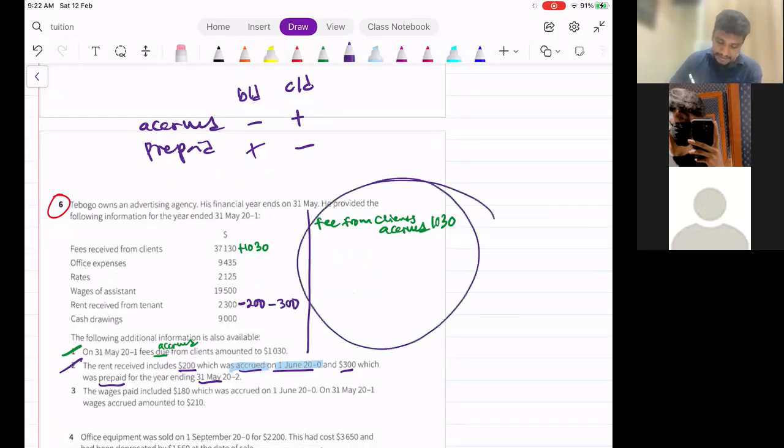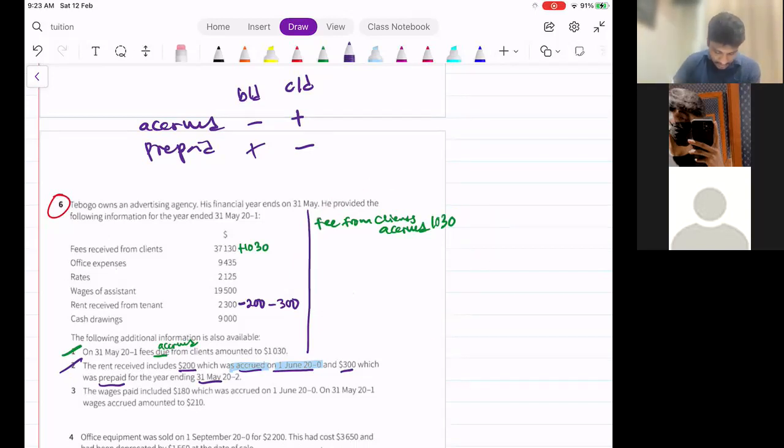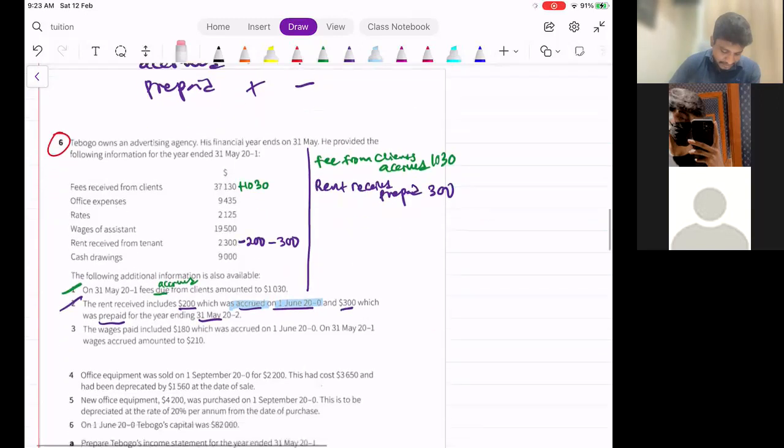After that, you need to create the account here. The account that we prepare here is only for the closing. Opening, you don't need to do anything. For closing: rent received prepaid is 300. For opening, you don't need to create like this because all this will go to the statement of financial position on the closing only. We only need closing information. Opening information, we just minus here.